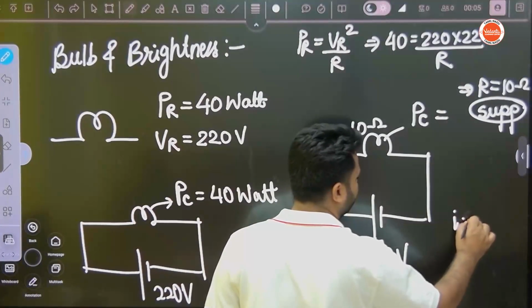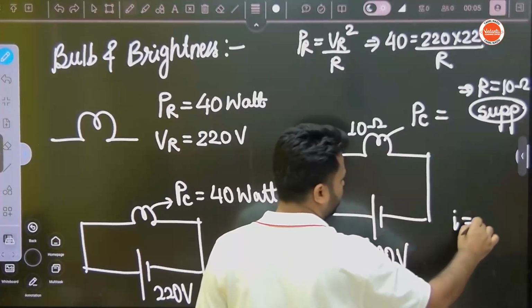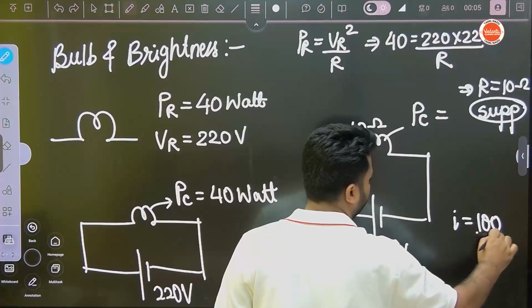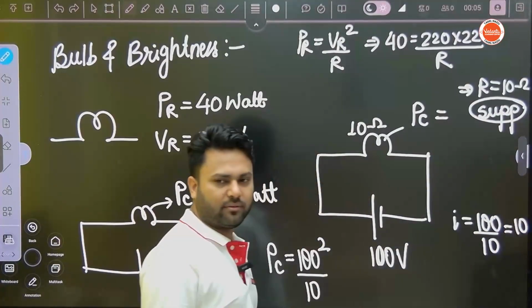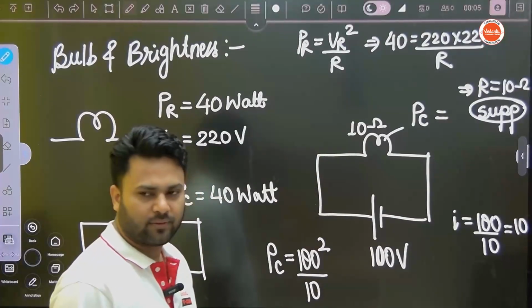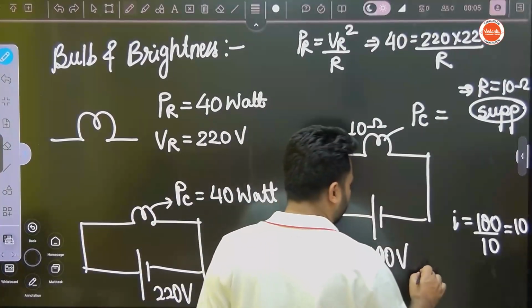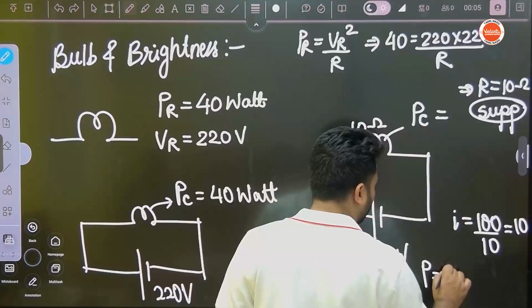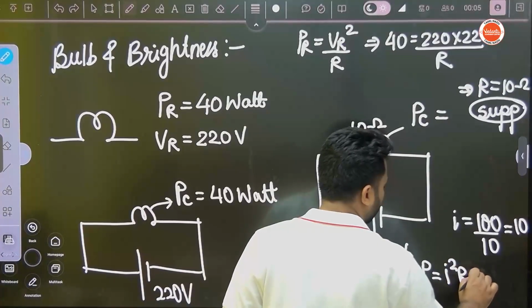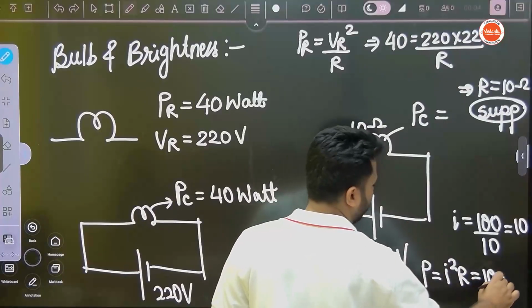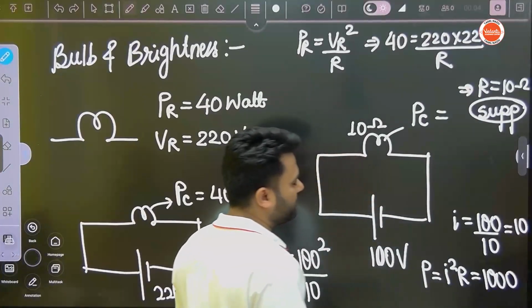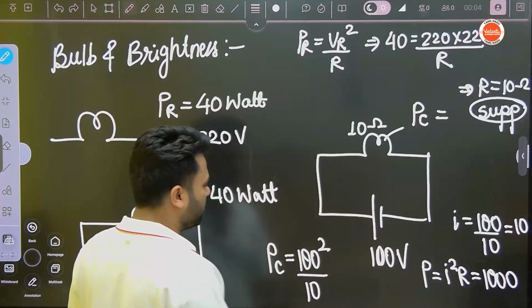What is the current in the circuit? Voltage divided by resistance. 100 divided by resistance, that is 10. How much is it coming? 10 ampere. This is the current. So power we can write like this also: power equals I square R. So current is 10, 10 square is 100, multiplied by resistance, that is 10,000. How much power is consumed?